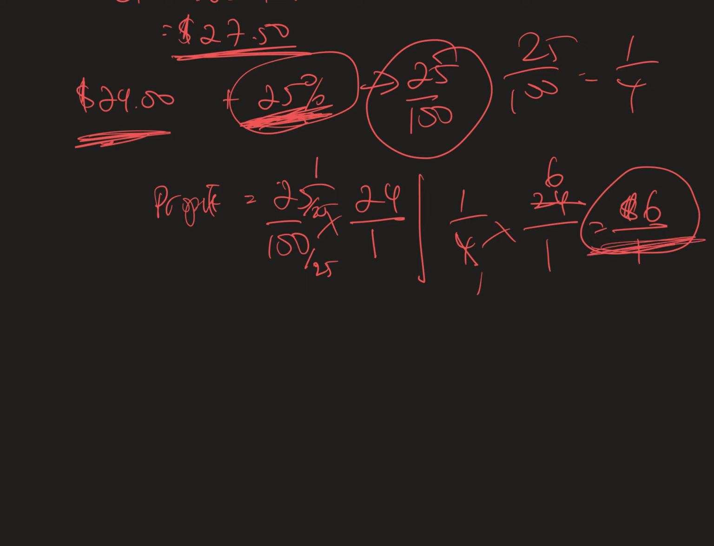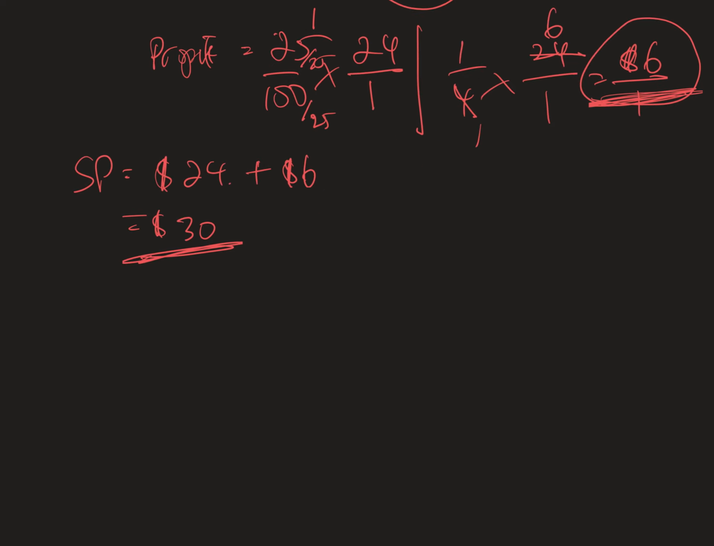So the profit is $6. So all we have to do is the selling price would be the cost price, which is $24 plus $6. 24 plus 6, $30.